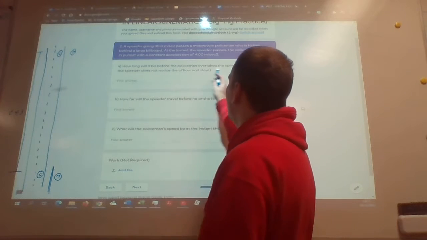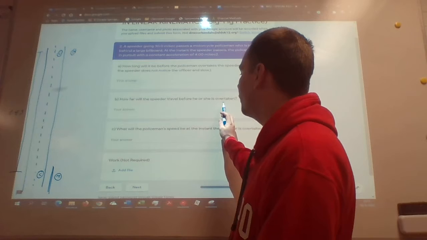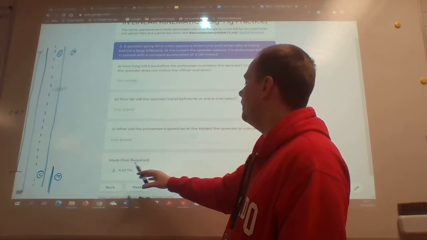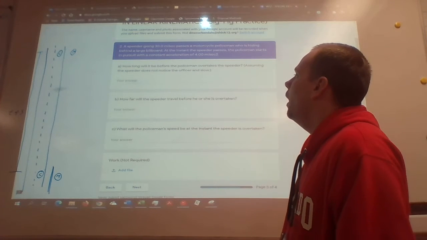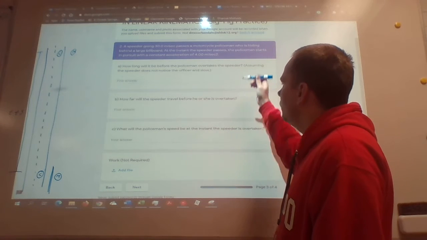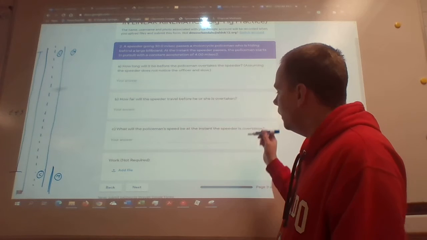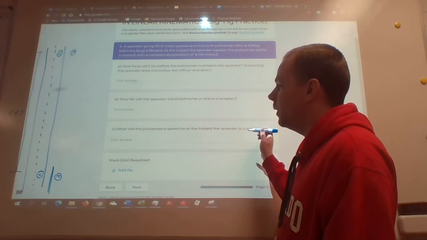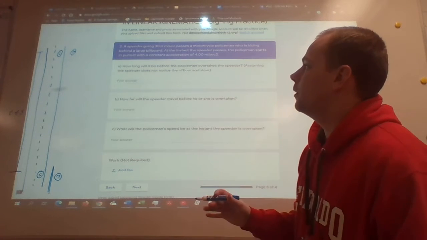Okay, so how long will it be before he overtakes the speeder? How far will the speeder travel? What will be the policeman's speed at that time? And then work, which you don't necessarily have to show me on this. These two we can find either at the same time or separately. This one, we have to find one of these before we can find this. So let's make our list of variables.